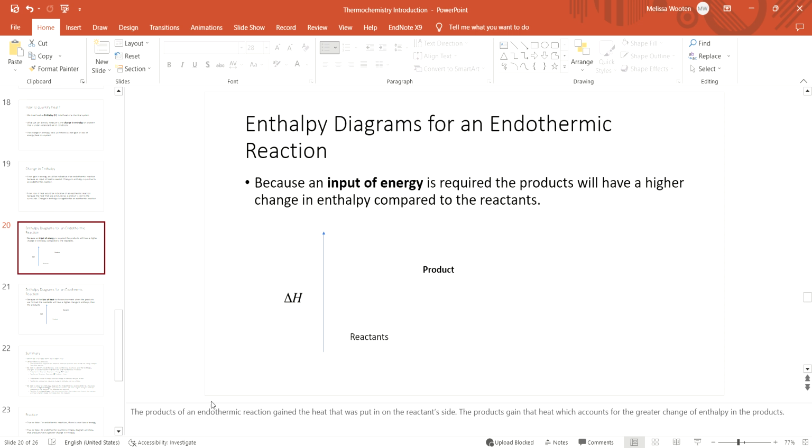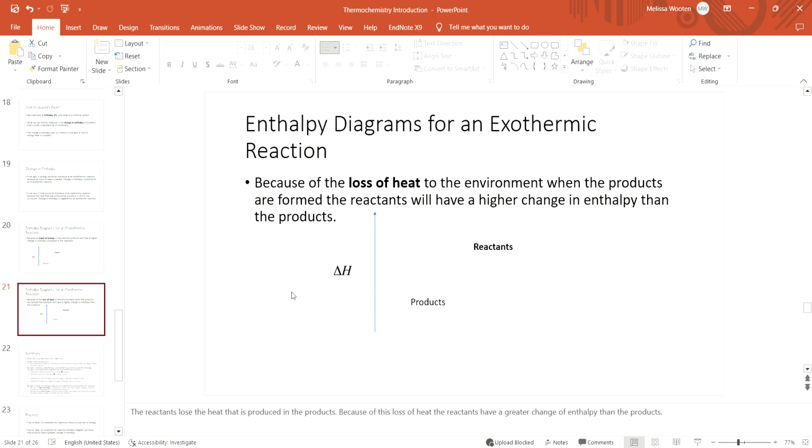And I put a little bit more of an explanation here in the notes, pretty much because I didn't want to clutter the slide. And the notes say the product of an endothermic reaction gained the heat that was put in on the reactant side. The products gain that heat, which accounts for the greater enthalpy change in the products, which is why the products are up here and the reactants are down here.